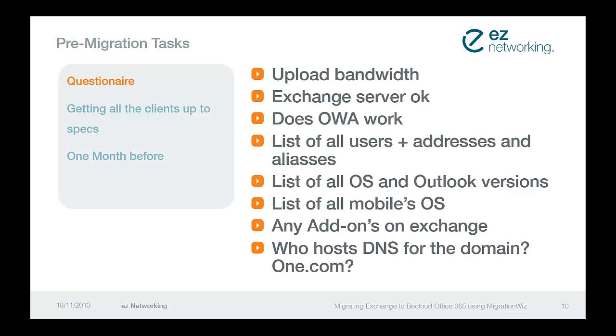Together with the questionnaire you send to the customer, you can also send an Excel template where the users can be filled in with all the addresses and the aliases. You will need that later on. Also list all the OSs and Outlook versions in use right now. Not only Outlook, but also the mobile devices they're using to sync with Exchange.